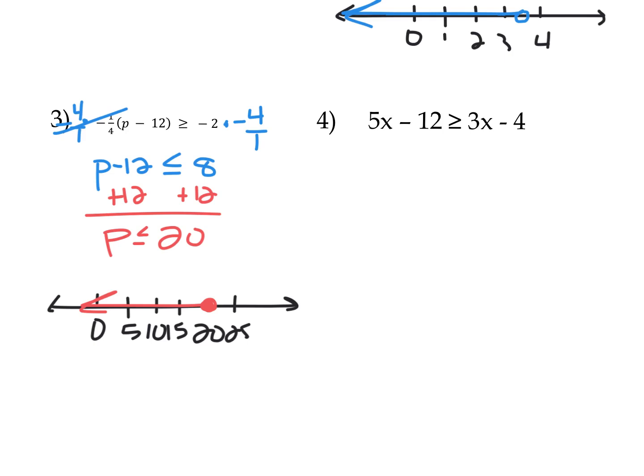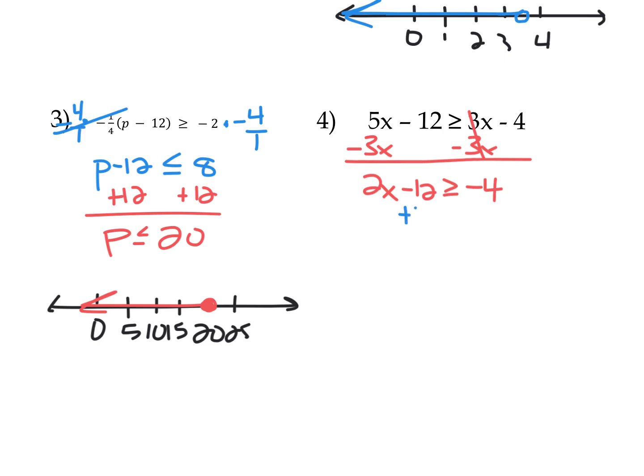5x minus 12 greater than or equal to 3x minus 4. We have a variable on both sides of the inequality. I would always encourage you to get the variable onto just one side first before we worry about any of those other constant terms. So I'm going to have 2x minus 12 greater than or equal to negative 4.